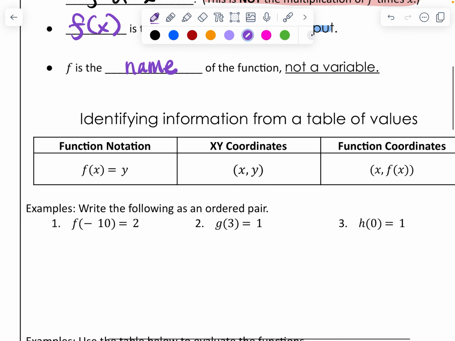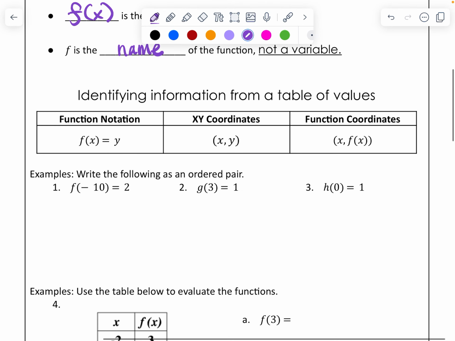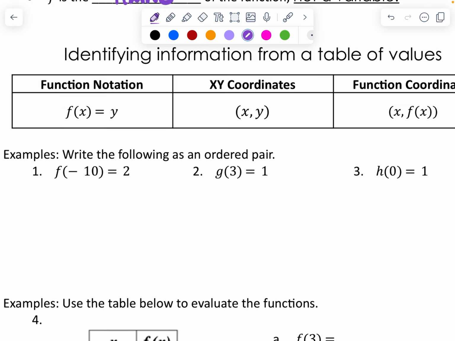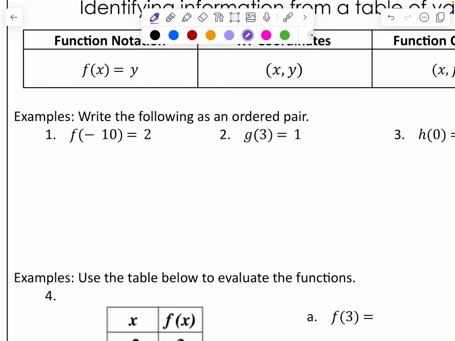Okay, identifying information from a table of values. So remember, these are the three representations you could see, but they all mean the same thing. So we're going to write the following as an ordered pair. We did this on yesterday's notes. The number inside the parentheses is your x value, or your input, and the number on the other side of the equal sign is the output, or your y value. That is f of x. So as an ordered pair, we would write -10, 2.